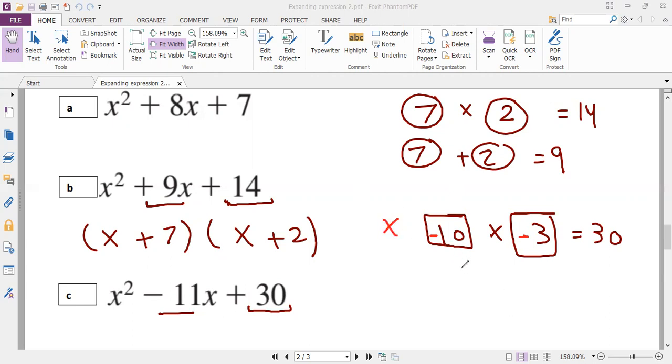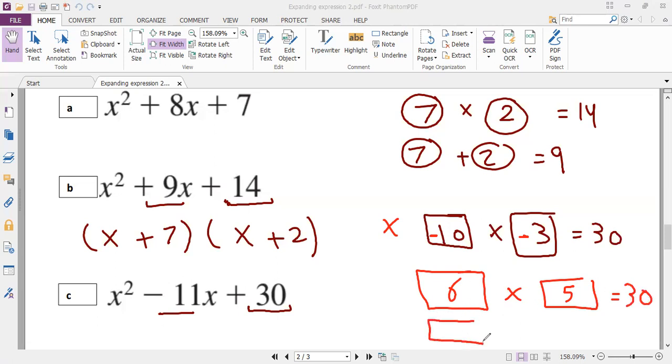We can take instead 6 and 5. 6 times 5, 30, that's right. But when adding them, it will be 11, 6 plus 5. But I need negative 11 in the middle.